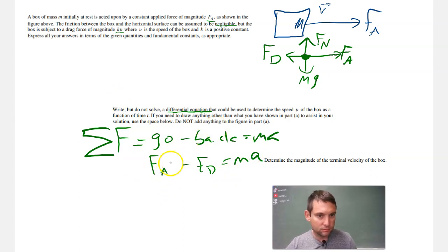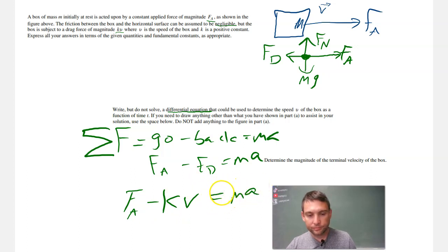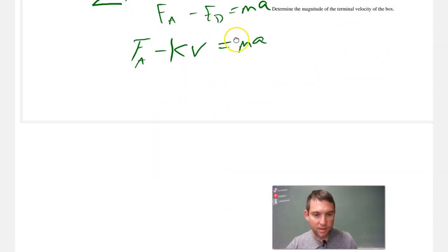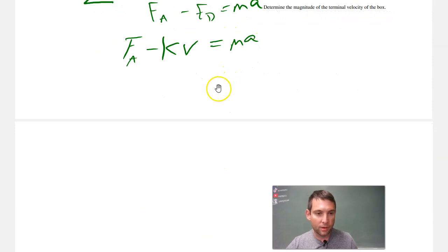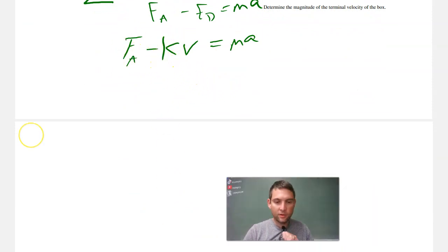Fa, we don't know what that is. Or, excuse me, we do know what Fd is. Fd is kv, so Fa minus kv equals ma. Okay, so under normal circumstances, we would just stop right there and say, boom, there we go. There's our equation. We can solve for what Fa is, or we can solve for whatever k is, if we wanted to figure that out.